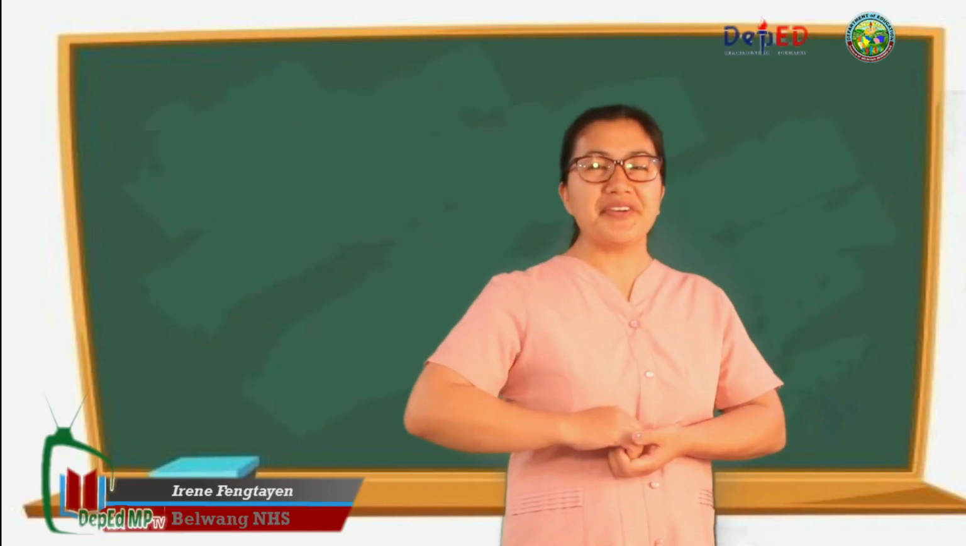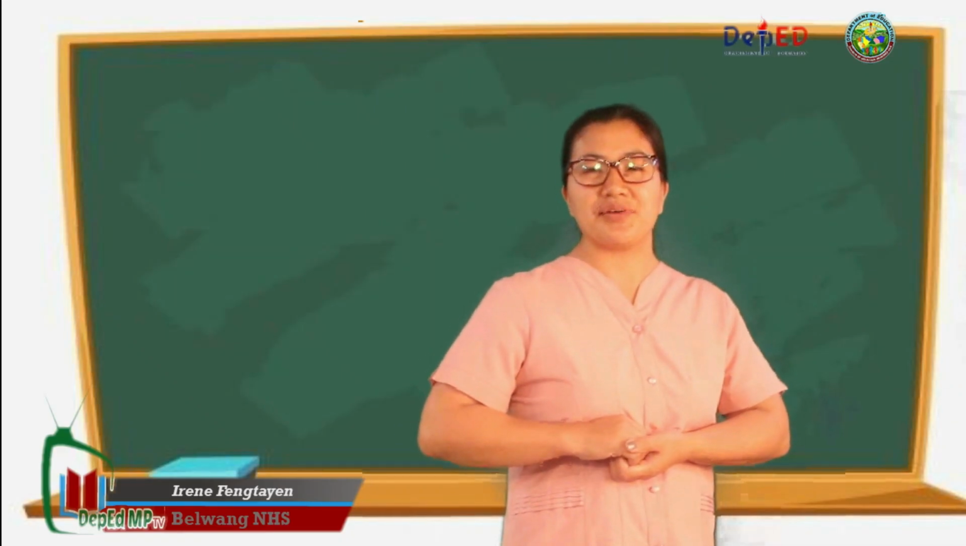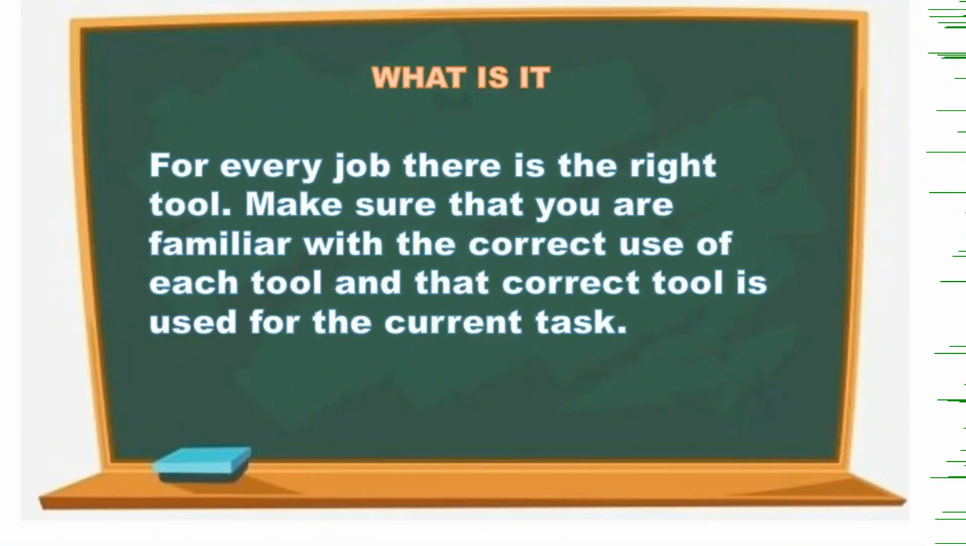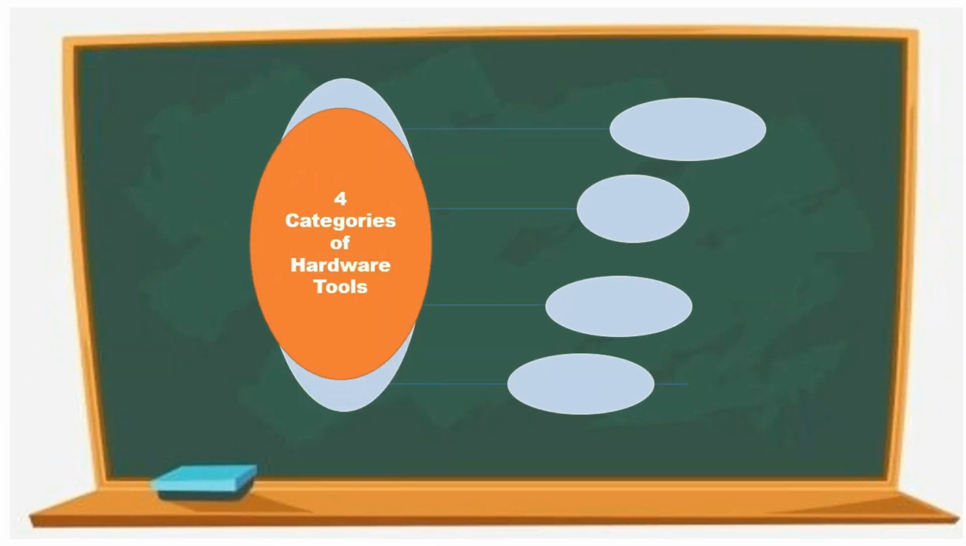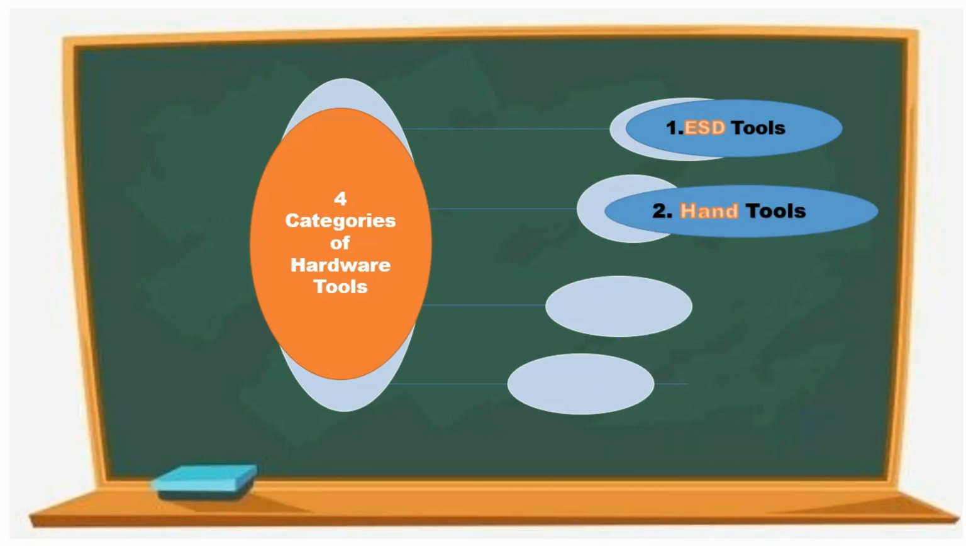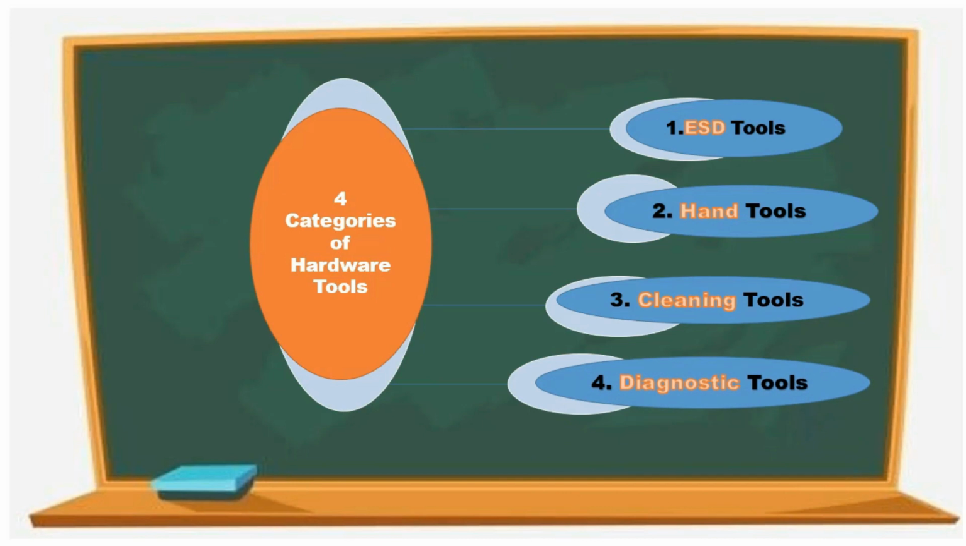I know that you are eager to know more about the lesson, so let's proceed. For every job, there is the right tool. Make sure that you are familiar with the correct use of each tool and that the correct tool is used for the current task. There are 4 categories of hardware tools. The first one is the ESD tools, second, hand tools, third, cleaning tools, and fourth is the diagnostic tools.